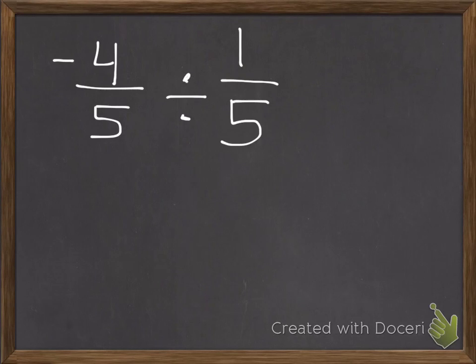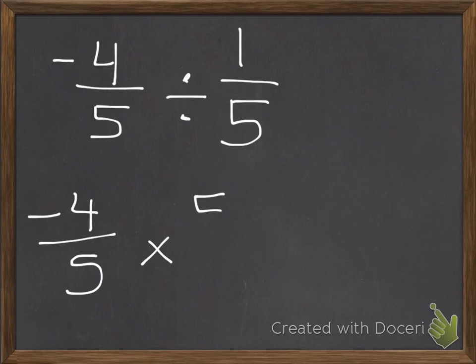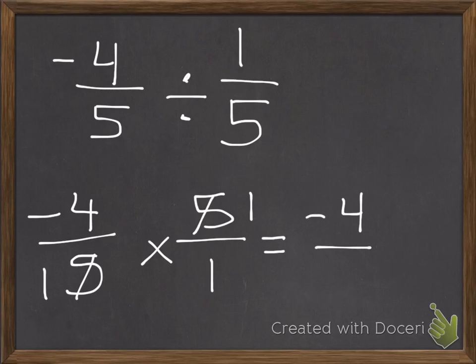The next one, -4/5 divided by 1/5. We're keeping -4/5 the same, times 5/1. We can cross simplify the 5's by dividing both by 5, and then we multiply the numerators and the denominators to get -4.